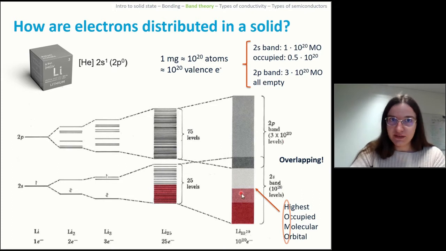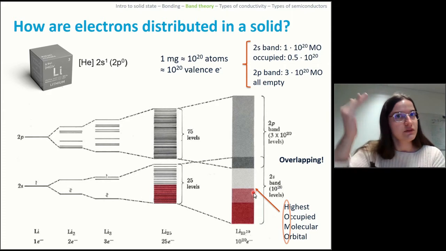But above this, there is still a huge sequence of possible places to occupy for your electrons, because they're all crammed together and it's impossible to distinguish where the energy of one molecular orbital finishes and the next one begins. They're just equivalent to each other.